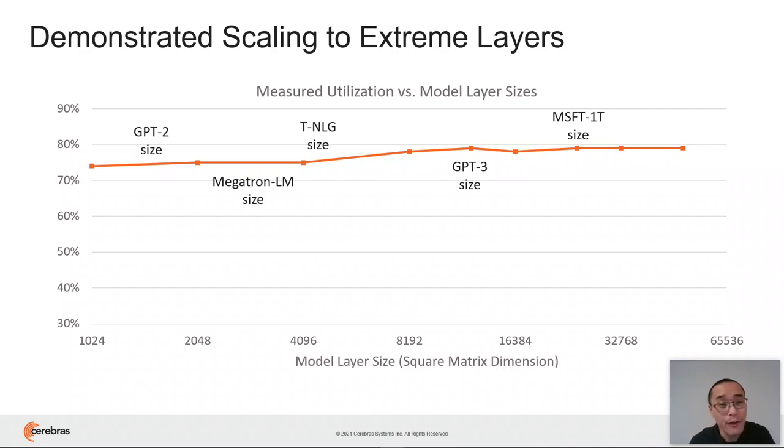And this is what this looks like. This graph shows the utilization we have measured in our lab across various model layer sizes. From smaller layers, such as those in GPT-2, all the way up to extreme layer sizes, such as GPT-3 and multi-trillion parameter models. In all of these cases, we have the same execution mapping and the same high utilization. In fact, as you might expect, with larger layers, the utilization actually increases because the fixed overheads are better amortized.